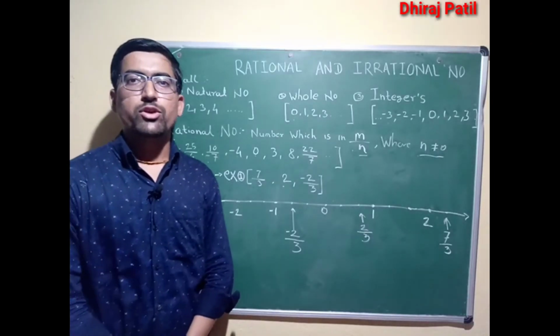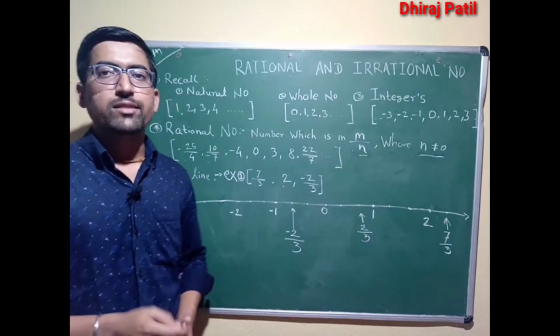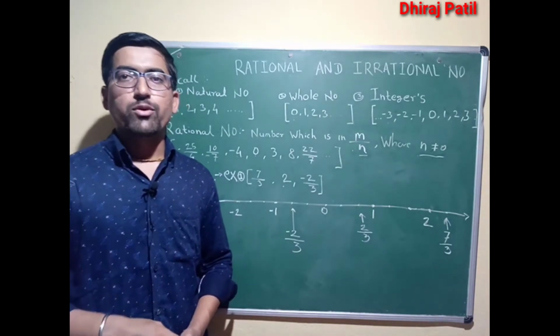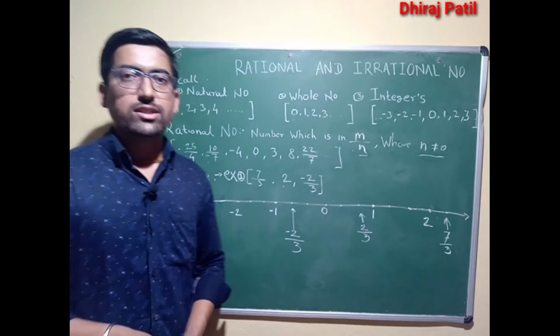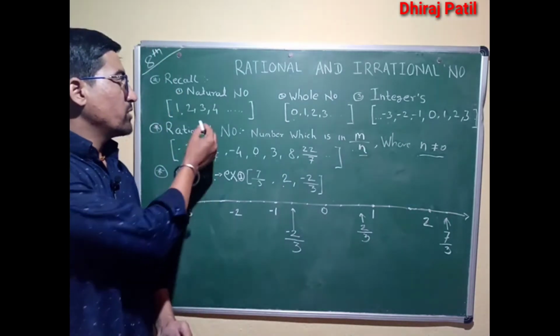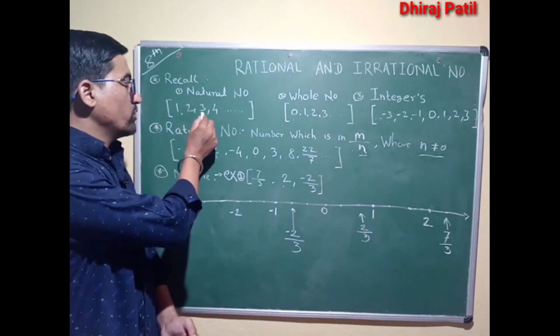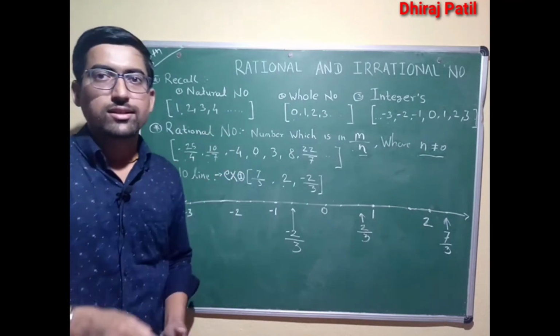Welcome friends. Today we will discuss what rational numbers and irrational numbers are. Before we start, let us recall our previous knowledge. What are natural numbers? Natural numbers are nothing but 1, 2, 3, 4, and so on.